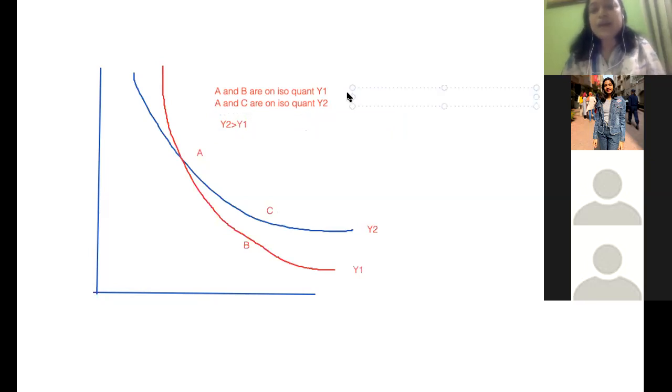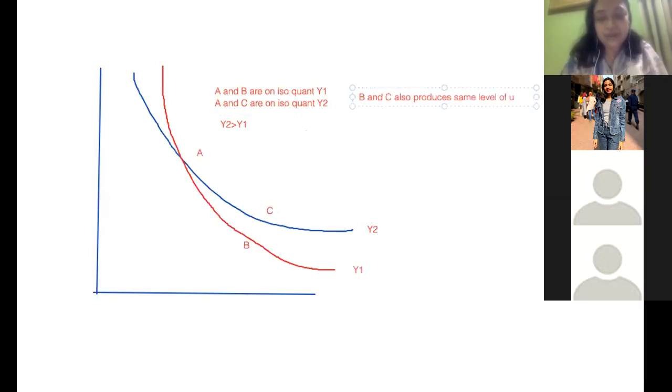So this means that B and C also produce the same level of output. But Y2 is greater than Y1, so B and C cannot be producing the same level of output. That means we can never allow them to intersect, because only if they intersect does this problem arise. If they never intersect, this problem will never arise.